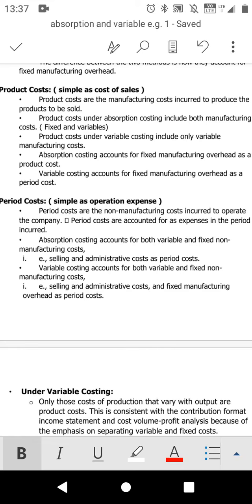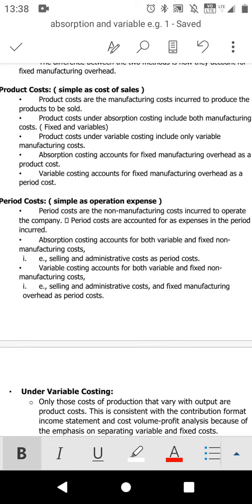Okay, then absorption costing accounts for both variable and fixed non-manufacturing cost. All right, remember, non-manufacturing cost under absorption costing doesn't form part of what? Product cost. Only manufacturing cost, variable and fixed, forms part of what? Product cost. If they are non-manufacturing cost, you have to treat them as a what? Period cost. I hope it's clear.